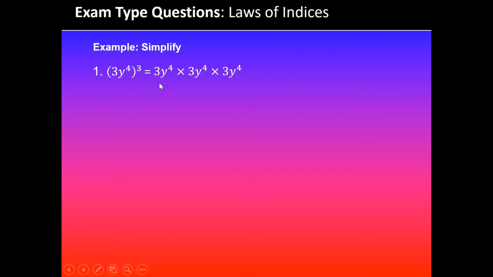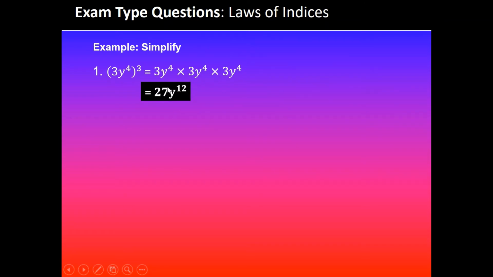Then I can multiply all the numbers together. So 3 times 3 is 9, 9 times 3 is 27. And if you look at the laws of indices, when I'm multiplying exponents with the same base, the powers are added. So in this case, it simplifies to 27y^12.